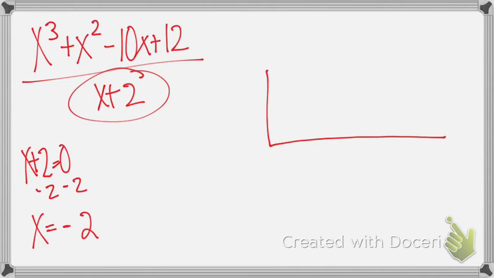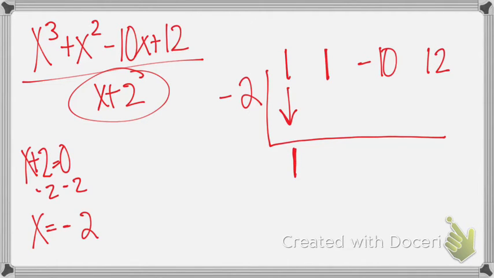So when we draw our upside down L, this goes on the side. And remember, on the top are your coefficients. So for x cubed, it's 1. For x squared, it's 1. For x, it's negative 10, and the constant is 12. So remember, the first step is you always bring down the first term. And then we multiply. 1 times negative 2 is negative 2. Then we combine. 1 minus 2 is negative 1.